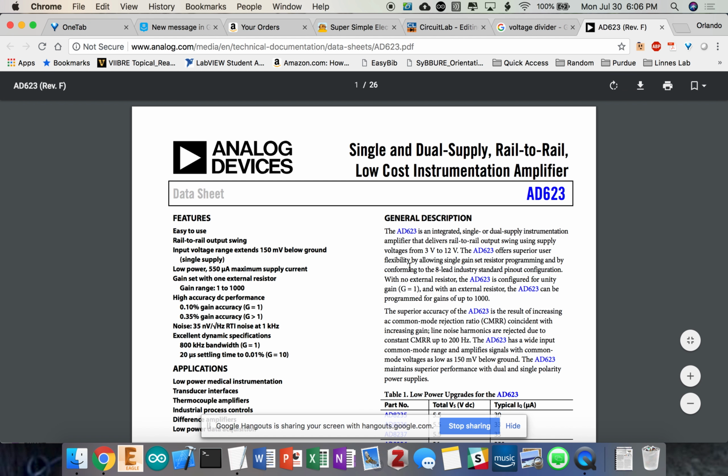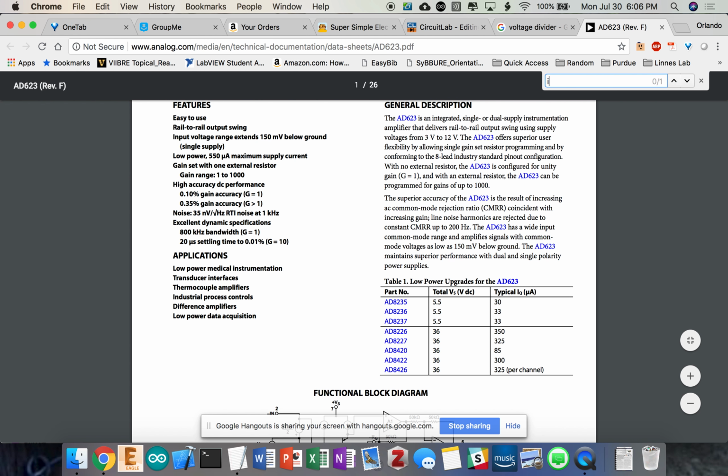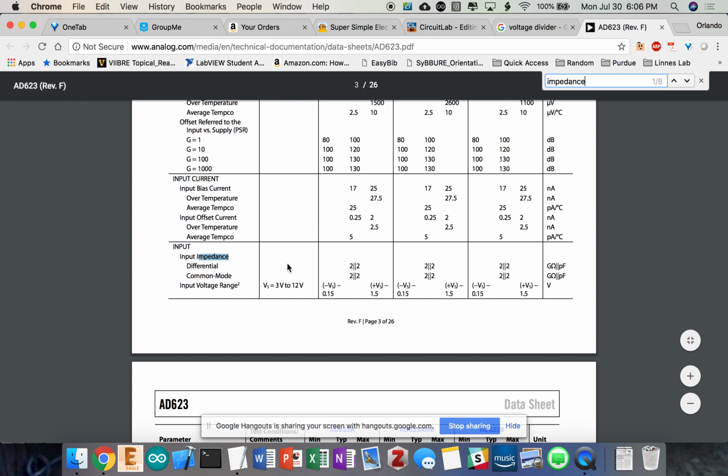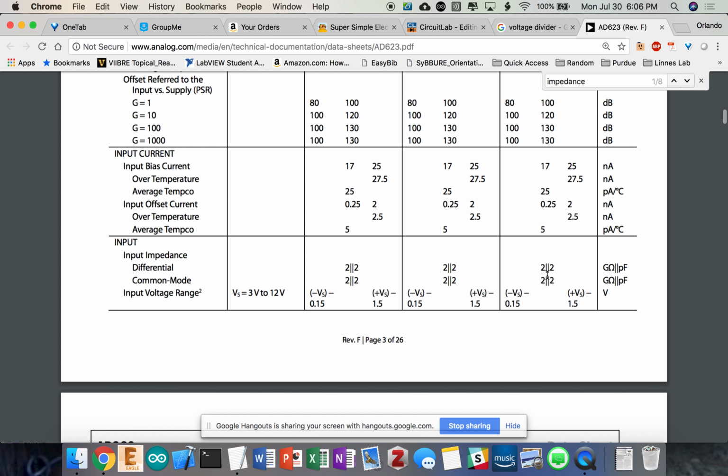So if we look at the instrumentation amplifier, and I'll just search input impedance, it'll show up. You can see the input impedance of this guy is like 2 giga-ohms. So that's really, really big. And everything has some sort of capacitance, so that's why you see this means 2 giga-ohms in parallel with 2 picofarads. So that's kind of an example characteristic of a typical instrumentation amplifier. Okay.